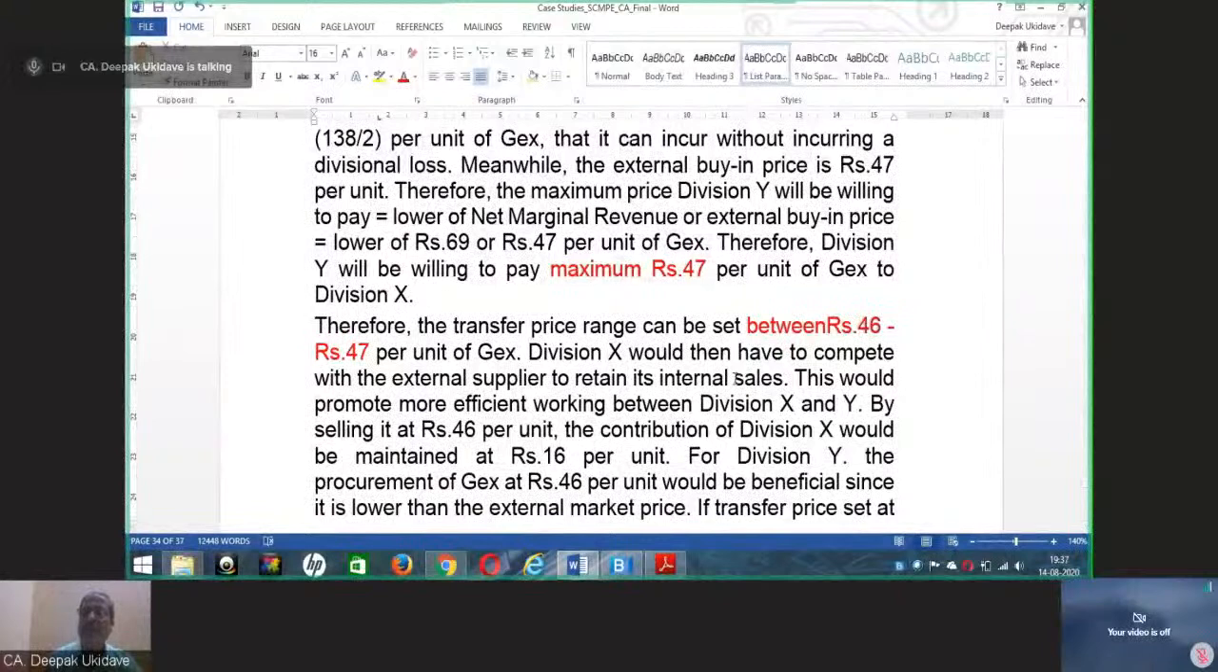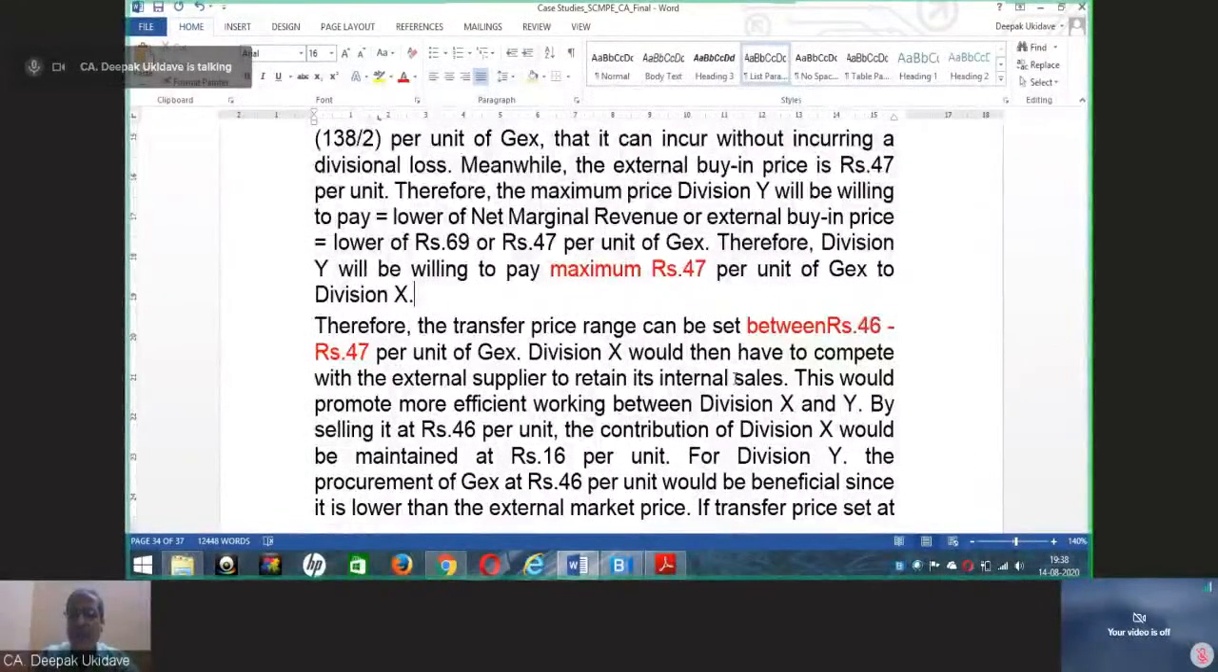Now, division X has reduced its internal transfer price from 50 rupees to 46 rupees, and by the way, it can afford to, because it does not need to recover the 4 rupees of selling and distribution cost. So when division X is reducing its transfer price from 50 rupees to 46 rupees, it will now start competing with the external market, because it has to retain its internal sales. If it doesn't cater at the 46 to 47 range, then division Y will procure it from the market at 47. Look at the catch-22 situation. This is called, in management games, a catch-22.